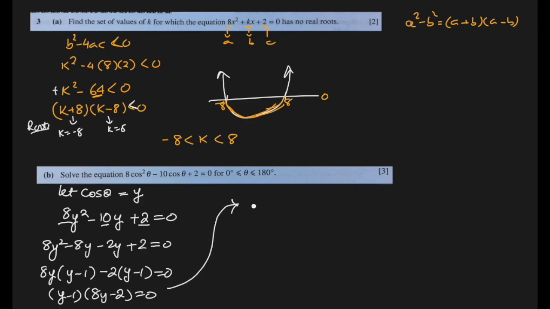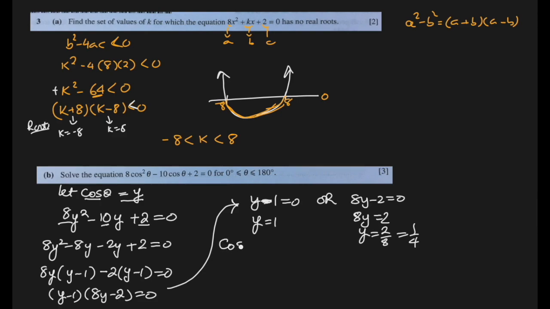Okay, let's write them together now. Y minus 1 will be equal to 0, or 8y minus 2 is equal to 0. This gives us y equal to 1. This gives us 8y equal to 2. So y is 2 out of 8, or 1/4. But mind it, y was not the question. Question was cos theta, which we assumed as y. So this gives us cos theta equal to 1.